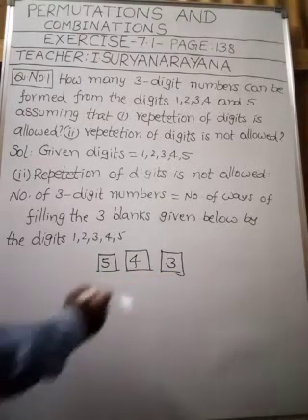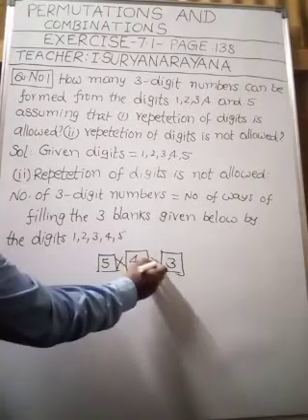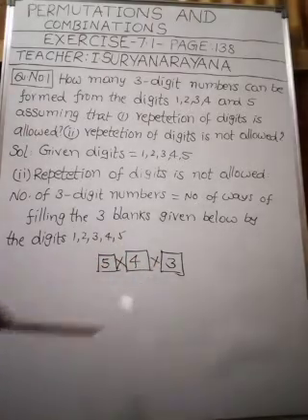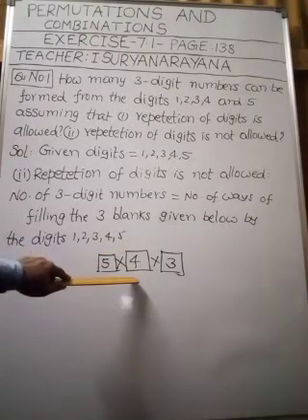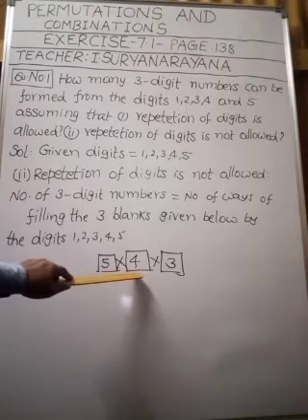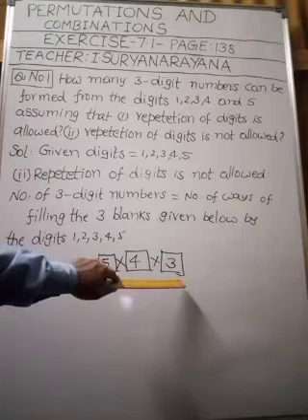So you have to perform all these 3 events one after another. After the hundreds place is filled, then second we fill the tens place. This was also completed. The second job is also completed. After the second job is completed, we do the third job.